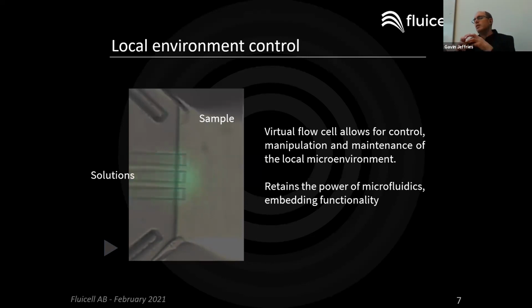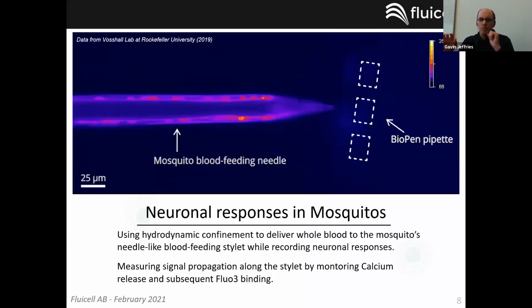As we're focusing at the microscale, we can use other technologies which have emerged for controlling things at the microscale. We can embed the power of microfluidics into this device and allow for rapid and very controlled solution exchange. One recent demonstration of this technology is localized environment control for neuronal activation of a mosquito stylet. The focus in this example was how female mosquitoes sense blood, and not only that, but how they differentiate between blood and nectar.